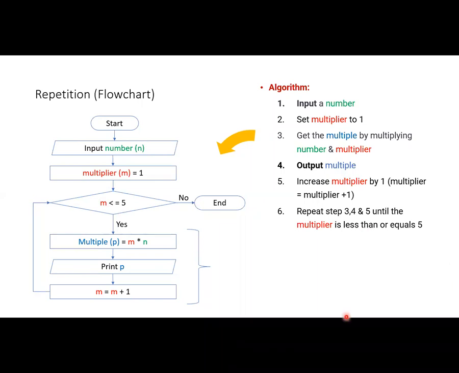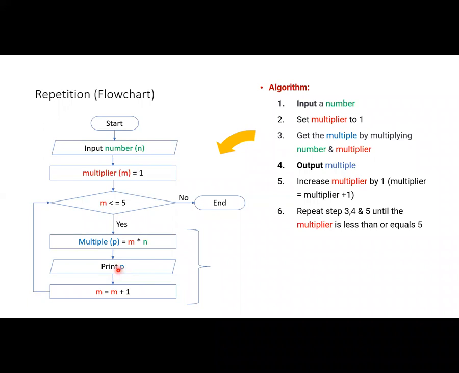Now we must compare the value of the multiplier with 5. If the multiplier is less than or equal to 5, then move to the process that calculates the multiple. I indicate the multiple as p. Now we can see p equals m times n, m into n. M means multiplier, n means number.